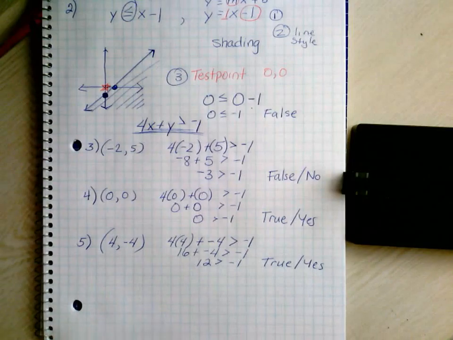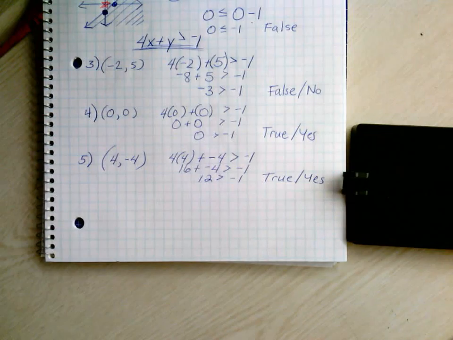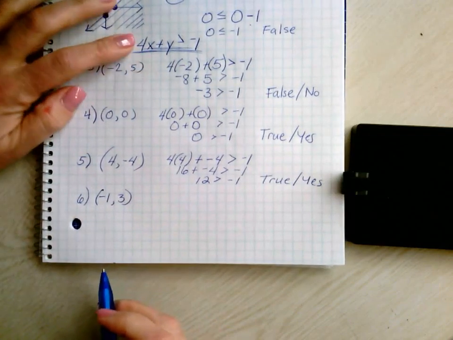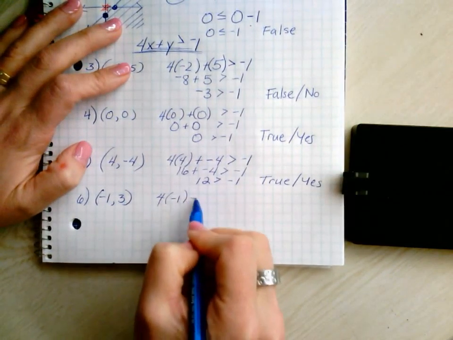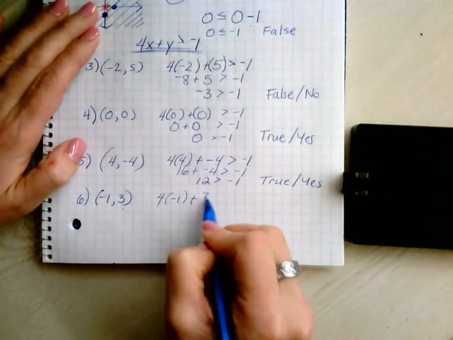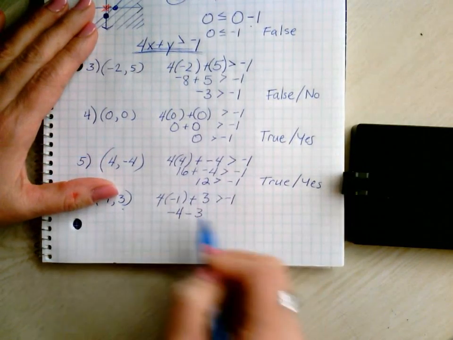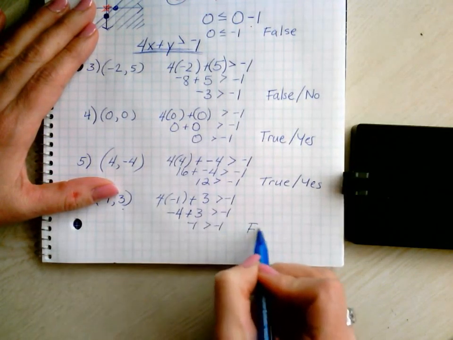Yes. The last example that is just like this will cover items 16, 17, 18, and 19. Here we go. Number 6. Negative 1, 3. Using the same inequality, 4 times negative 1 added to 3 is greater than negative 1. Negative 4 plus 3 is greater than negative 1. Negative 1 is greater than negative 1. No, ma'am.